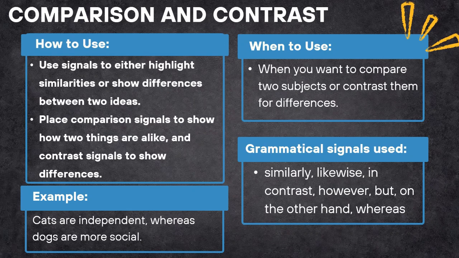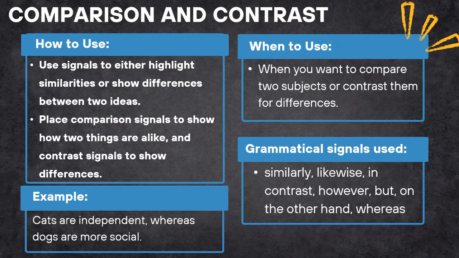Next, we discuss comparison and contrast. So how to use this pattern. So use signals to either highlight similarities or show differences between two ideas. Place comparison signals to show how two things are alike and contrast signals to show differences. So basically, we use this pattern when you want to compare and contrast different thoughts. So we also use grammatical signals like similarly, likewise, in contrast, and etc.